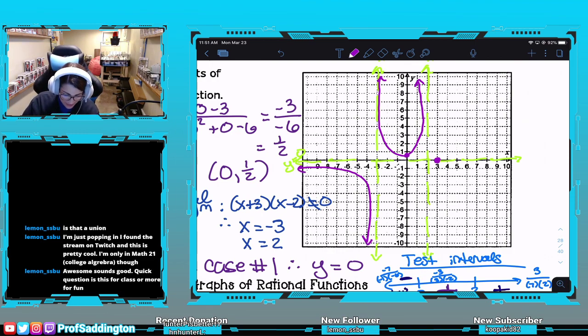And then on the right, this one's a little bit interesting because we are going to go above, but we also could approach that asymptote. So this one's a little bit special. Special case.